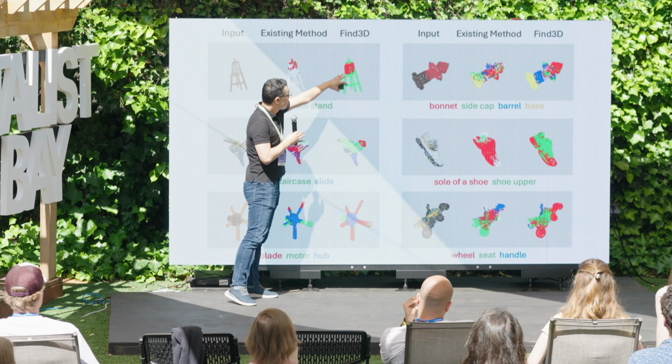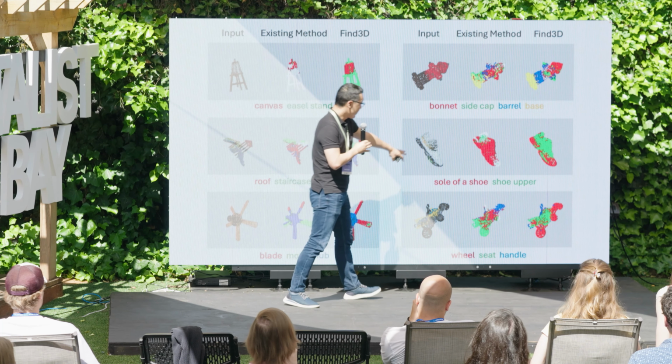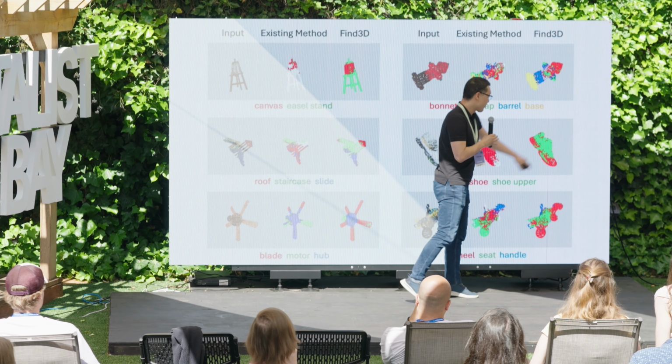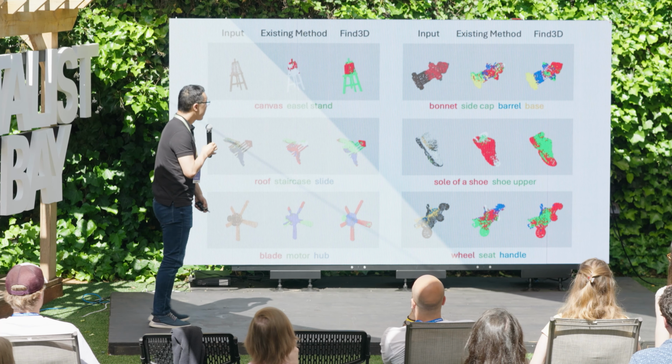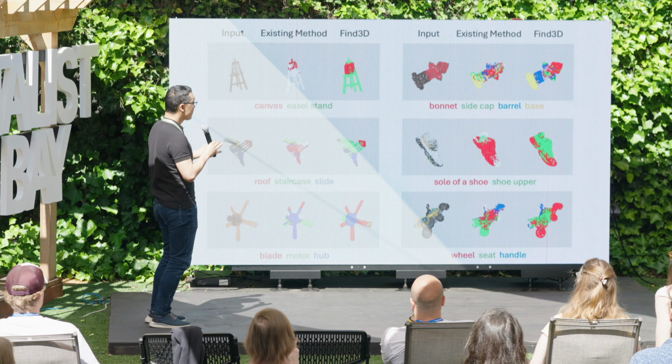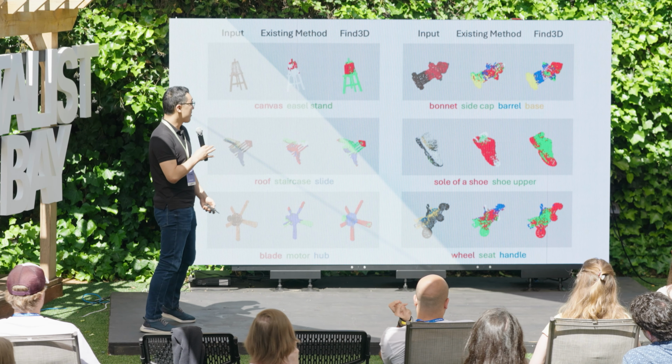So you take an easel. It tells you where is the canvas versus the stand. You take a sneaker. It can tell you where is the sole versus the upper part. Of course, the model's a little bit noisy. It'll get better if you have more training data. And currently, there is no foundation model previous to ours that can actually do this in an open vocabulary way.